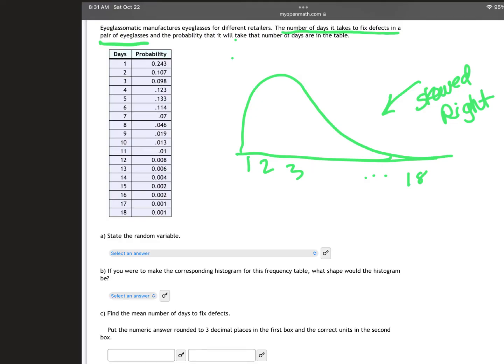Hang on, let's see if I can clear all of this. Okay, that was not what I wanted to do. All right, let's undo that. There we go. That's what I wanted to do.